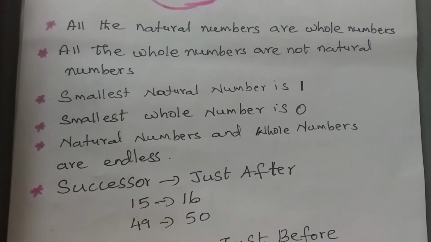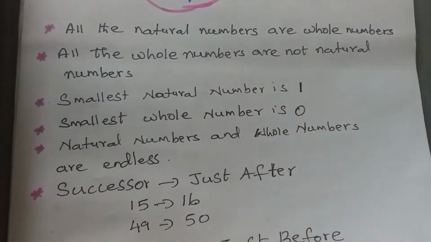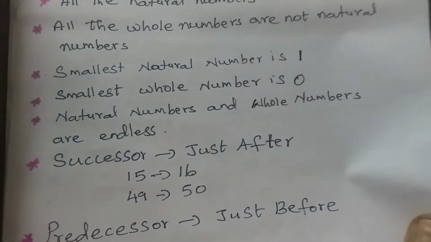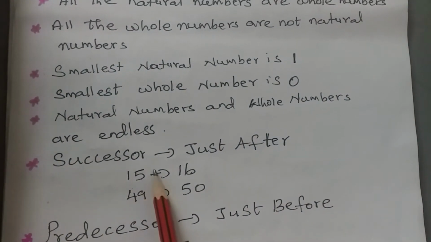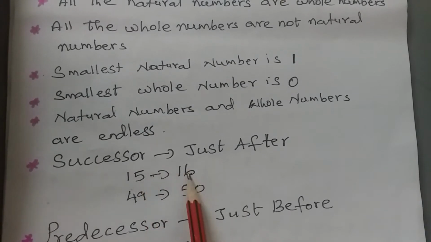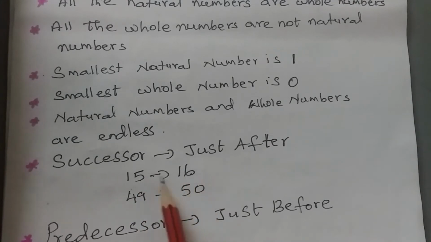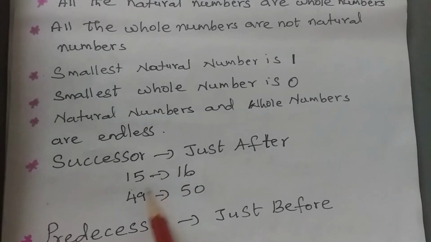Then what is the meaning of successor? Successor of any number is the number which comes just after. And how to find the successor? To the given number, you add 1, and we get the successor. For example, the successor of 15 is 15 plus 1, 16. The number which comes just after.